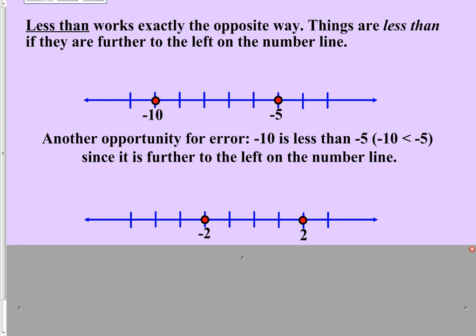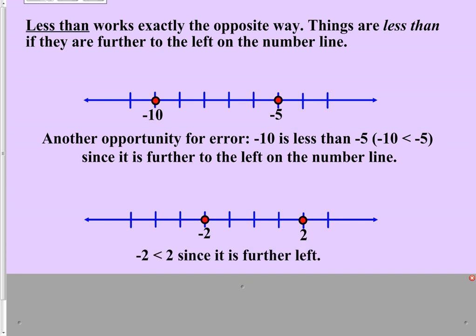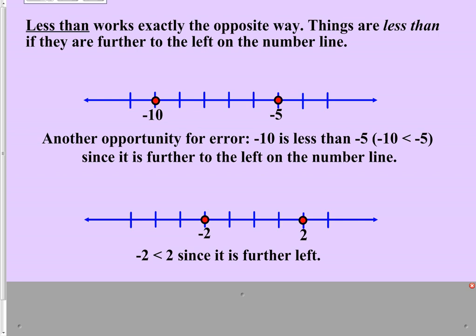-2, +2. Which one is less than? Obviously, the -2 is less than the +2.